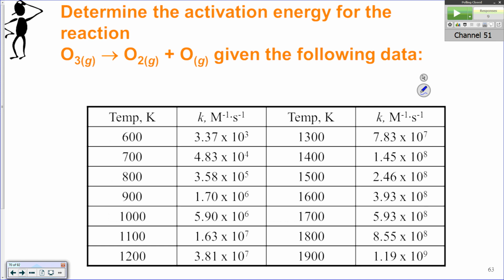Here's a data set that we've got. We know that the activation energy for this is the decomposition of ozone. So ozone's O3. It decomposes into O2 and a monoatomic oxygen, which is not very stable. And it's been measured at all these different temperatures. So we go from 600 degrees up to 1900 degrees. So I think that's 12 points in there. And we know the rate at each one of those.